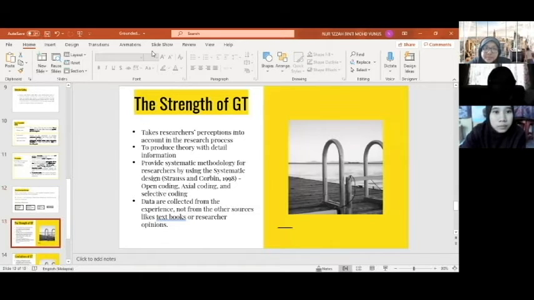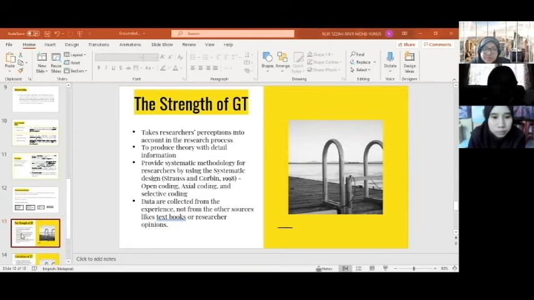So I will proceed to the strengths of grounded theory. Grounded theory takes the researcher's perspective into account in the research process. Grounded theory studies people's experience, and it generates a theory of how that theory works.